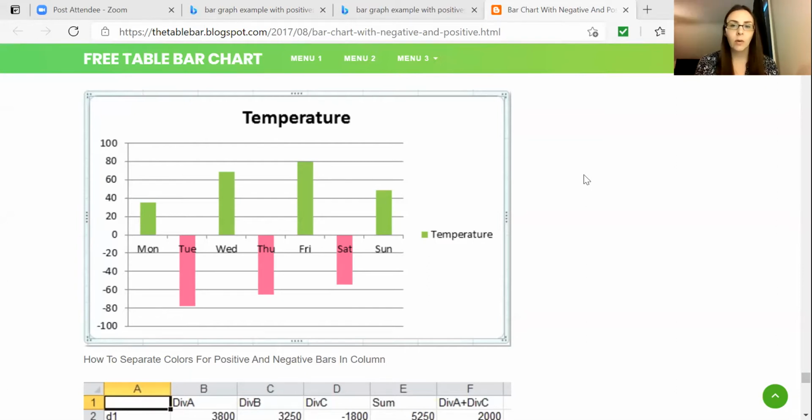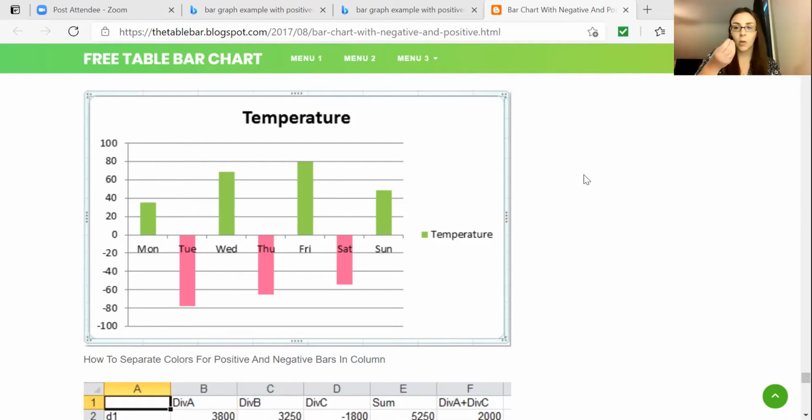So in this chart, what we're looking at is the temperature, and obviously these are very extreme swings, right? So I don't think this is real data. But the temperatures for Monday, Wednesday, Friday, and Sunday are all positive. We look at the height of those bars: Monday is almost 40 degrees, Wednesday looks like it's around 70, Friday is positive 80, and then Sunday is at around 50 degrees. So those are all positive values.